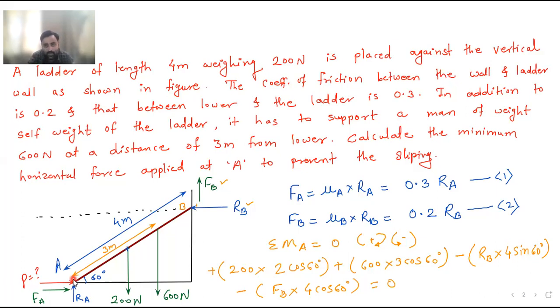Now we have solved this numerical. It is in front of you. If any problem is there, you can ask me. It may be a small problem or a big problem, you can ask. Small things such as 2 cos 60, 3 cos 60, 4 sin 60, how they came.